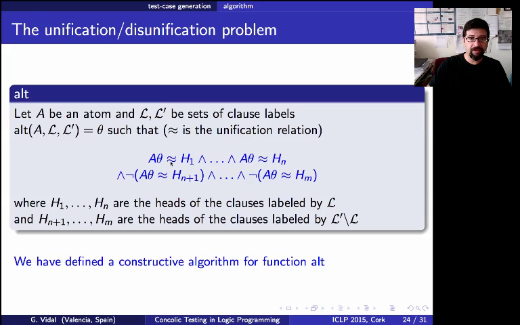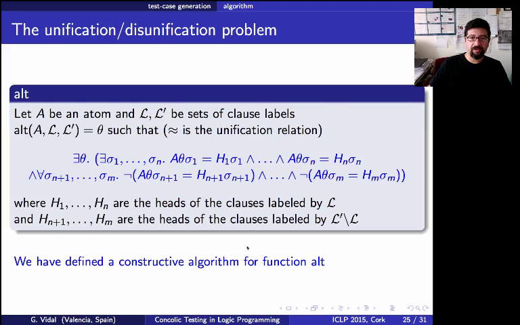So actually, if you want to replace unification with equality, this is the actual constraint. We are looking for a substitution such that there are substitutions sigma 1, ..., sigma n such that all these equalities hold. And moreover, for all other substitutions sigma n plus 1, ..., sigma m, these equalities do not hold. So it's sort of a second order unification problem. It's not so simple, and you can find in the paper a constructive algorithm that solves this problem and checks the feasibility of the different alternatives.